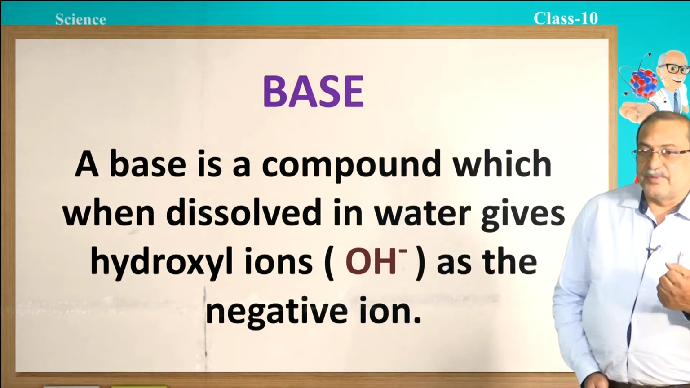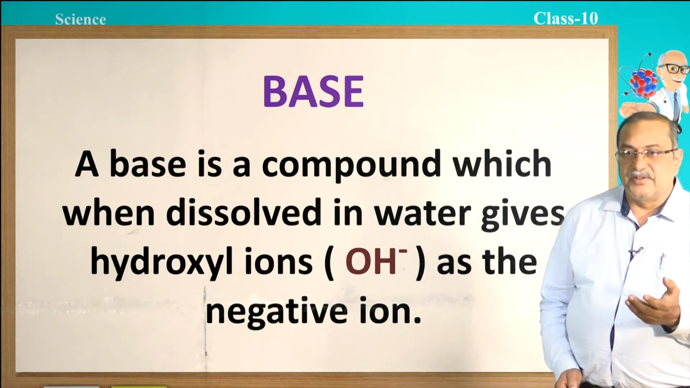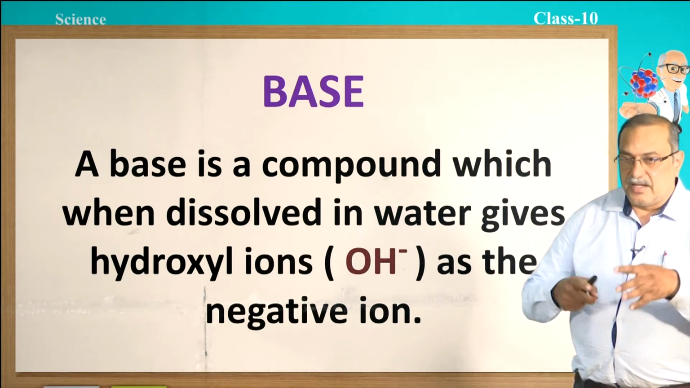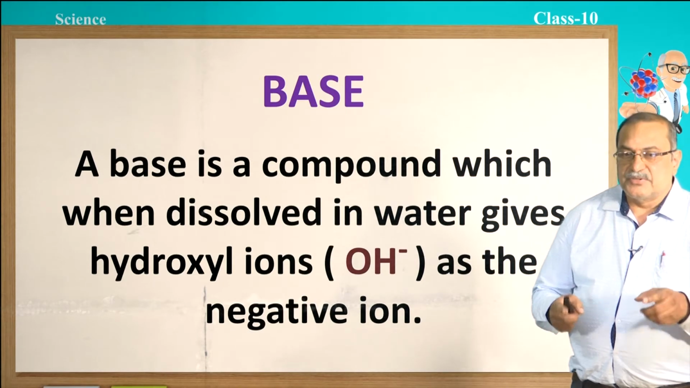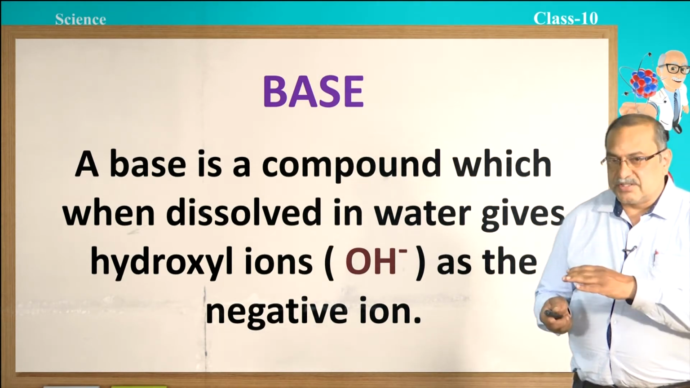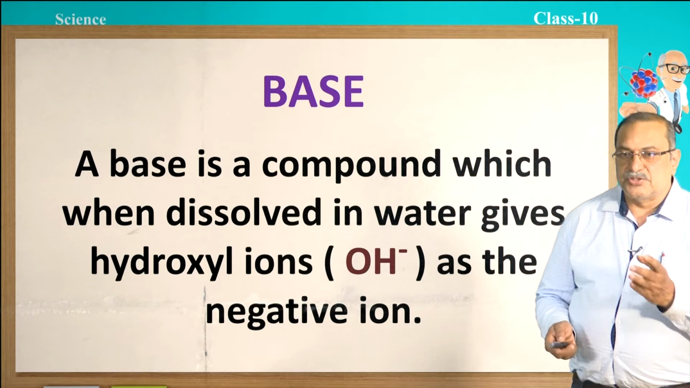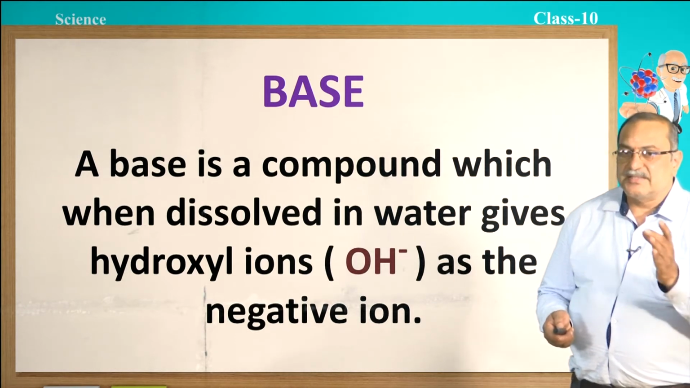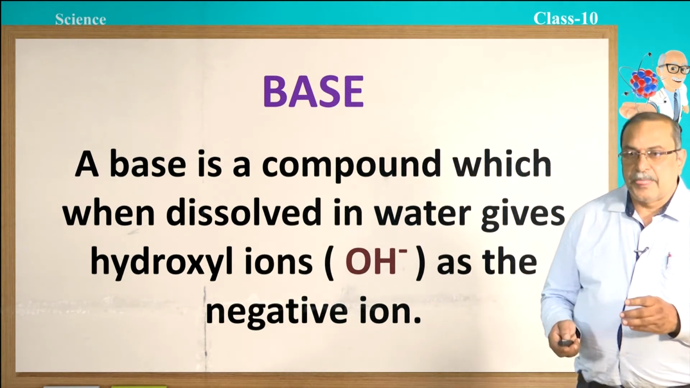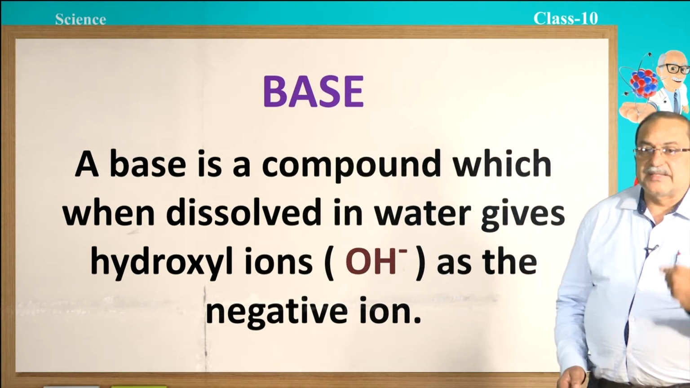So, how will this OH- and H+ come? That means the water dissociates. Hydrogen and OH are going to be separated out, H2O is going to dissociate into H+ and OH-. So, like that it is going to form the respective ions.